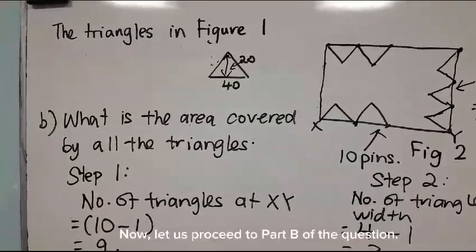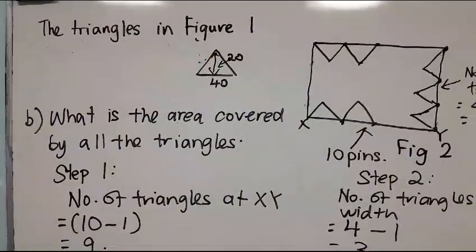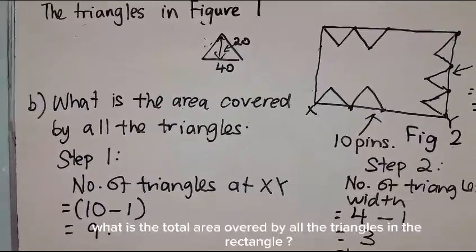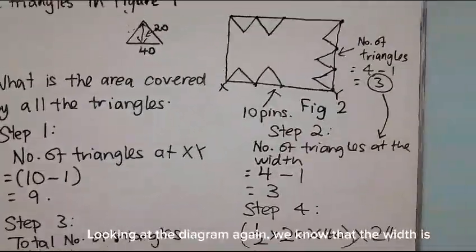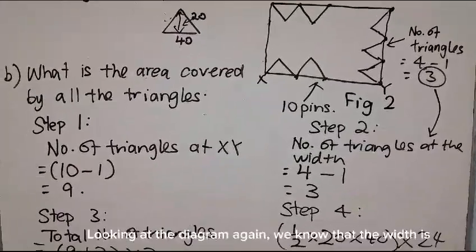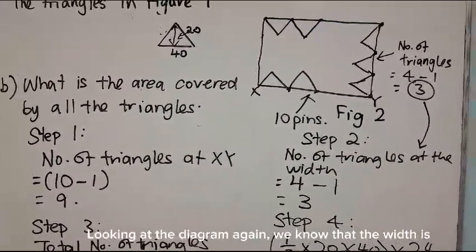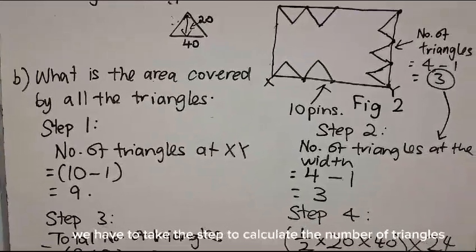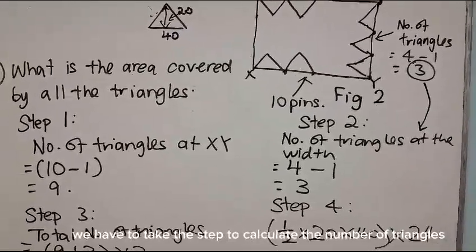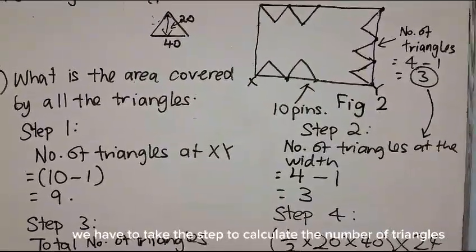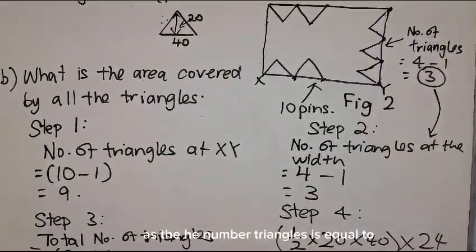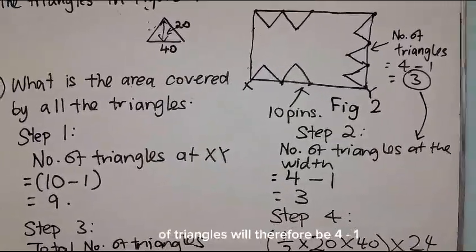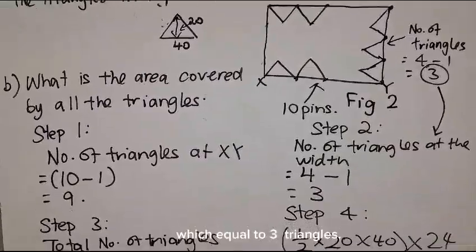Now let us proceed to part B of the question. Part B is asking, what is the area covered by all the triangles? Looking at the diagram again, we know that the width is covered with 3 triangles. Why? It is because, like what step 2 is written, the number of triangles is the number of pins minus 1. As we can see, 4 pins, so the number of triangles will therefore be 4 minus 1, which is equal to 3 triangles.